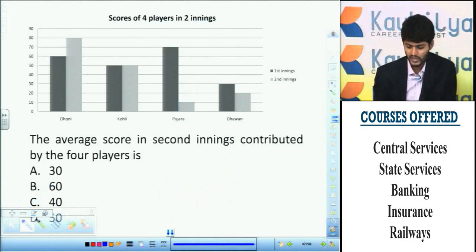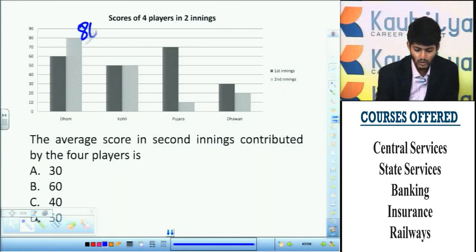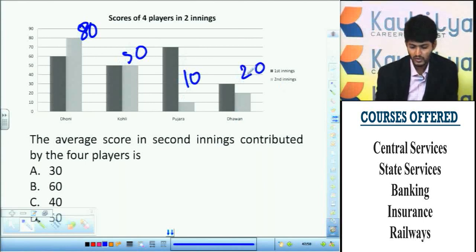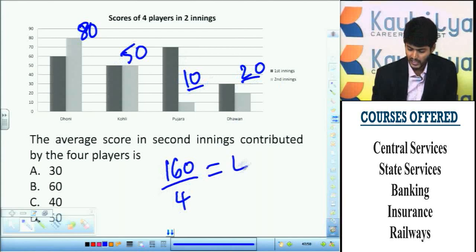The average score in second innings contributed by the 4 players. Now you look at these 4 players. The second innings is the one that is light, and the first innings is your dark. So if you look at the second innings, Dhoni scored 80, Kohli scored 50, Pujara scored 10, and your Dhawan scored 20. So 80 plus 50, 130, 140 and 160. 160, I want average. So total by the number of people I will get 40, which is your option C.